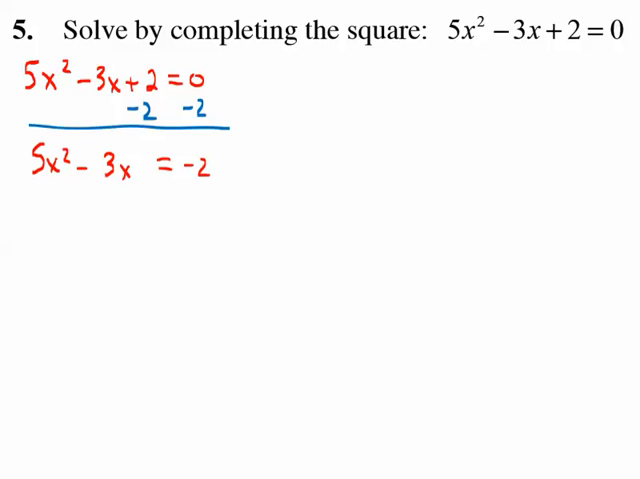Alright, and what do we do? Let's actually make that 5x squared into just a regular x squared. Because remember, if we have an equal sign, that allows us to either multiply or divide by any number we like, except for 0, right? So let's do that. Let's actually divide every single term by 5. If I do that, I get my x squared, 3 halves, negative 2 fifths.